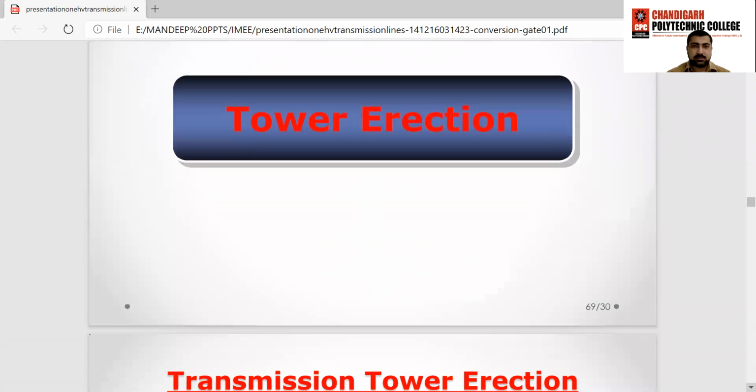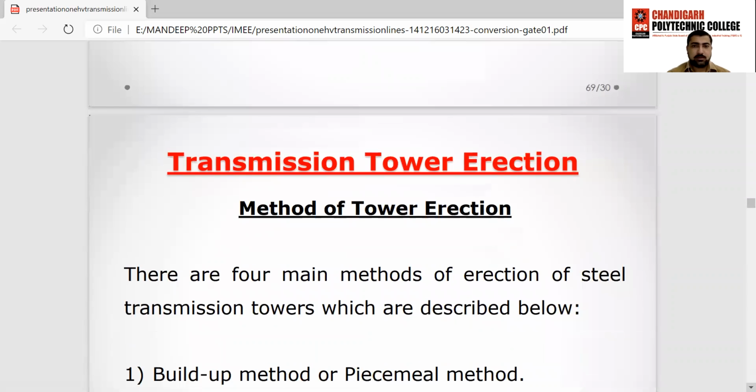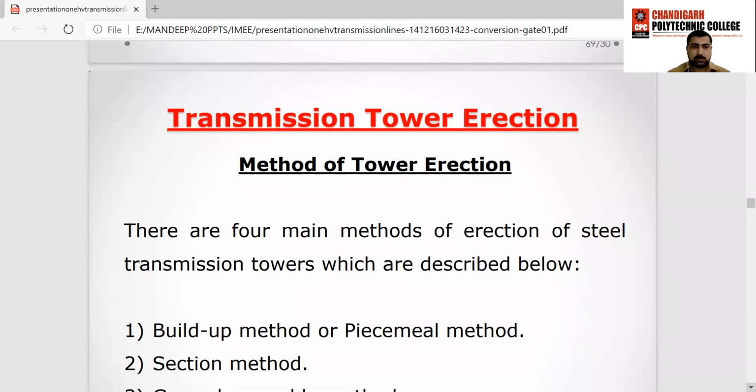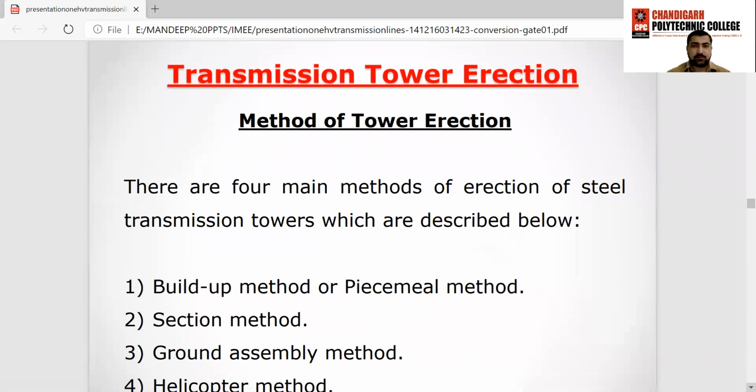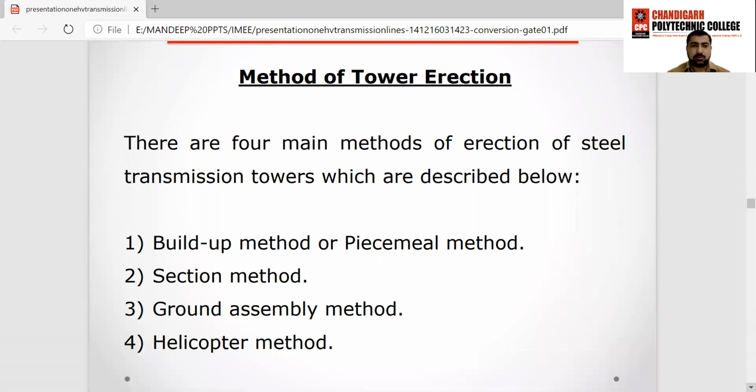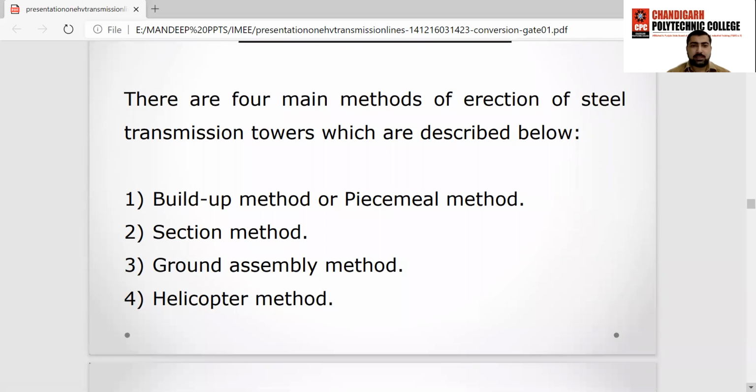The next is tower erection. Methods of tower erection. There are 4 main methods of erection of steel transmission towers which are described below. The first one is the build-up method or piecemeal method. The second one is the section method. The third one is the ground assembly method. And the fourth one is the helicopter method.